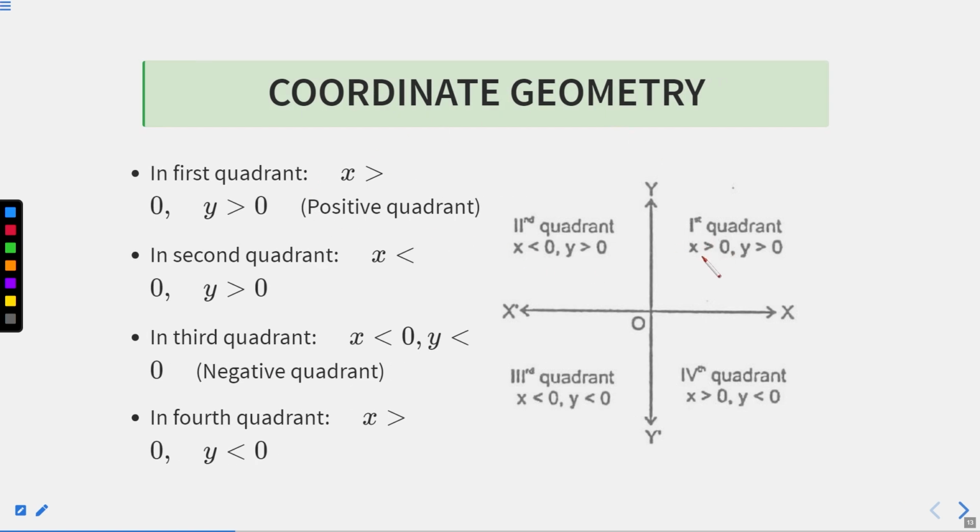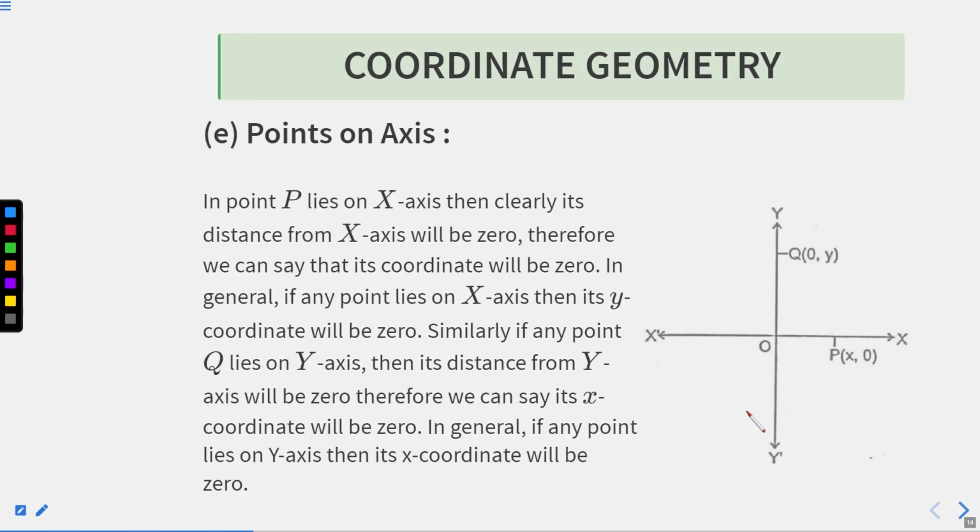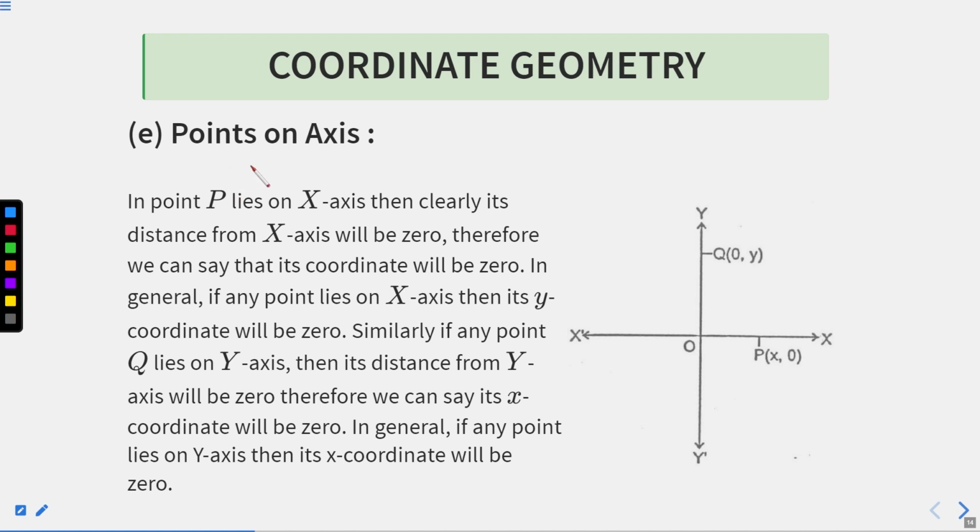So here in the first quadrant, if x is positive, y is also positive. Now moving to the third quadrant, we do the opposite, so x is negative, y is also negative. For the second quadrant, x is negative, y is positive. So we do the opposite: x is positive now and y is negative. Clear? Now, points on axis.